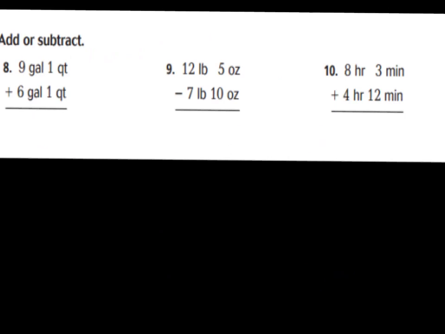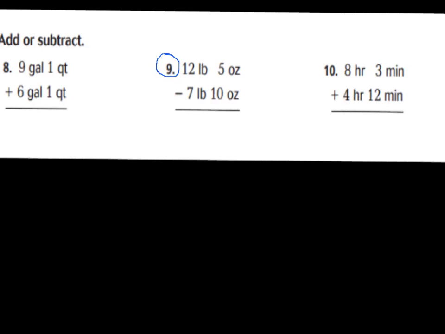Okay, let's look at our next problem. Now remember, I promised you that we're only going to do the odd numbers on our Go Math page 239. So I'm only going to do number 9 with you. You don't have to do numbers 8 and 10. So let's look at number 9. It says 12 pounds, 5 ounces minus 7 pounds, 10 ounces.